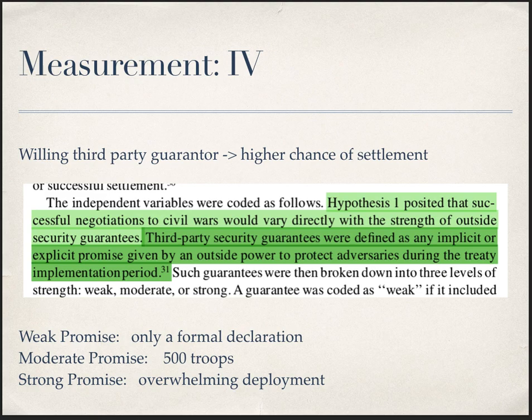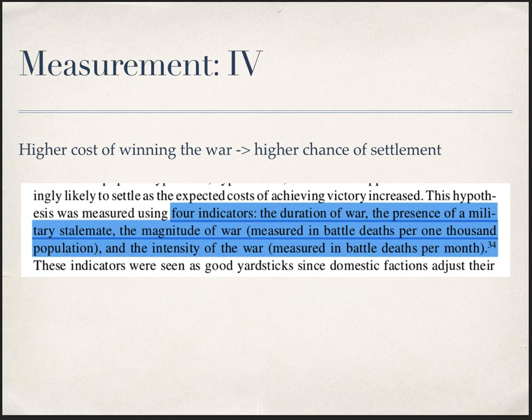A moderate promise involves the deployment of troops, but no more than 500. Certainly not enough to actually matter unless they are supplemented if the war breaks out again. And then lastly, a strong promise in which the deployment by the third-party security guarantor is so overwhelming that it's very obvious from the get-go that they are willing to underwrite the peace with violence.